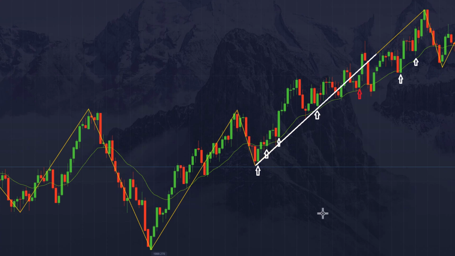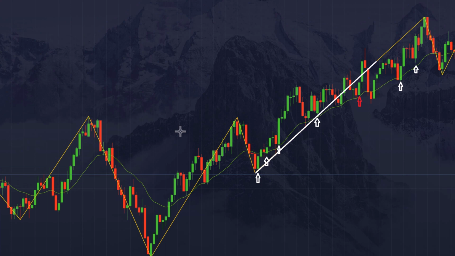So there we have it. Once again, this is on a gold chart. Price action works anywhere. So that's the work study lesson for today.